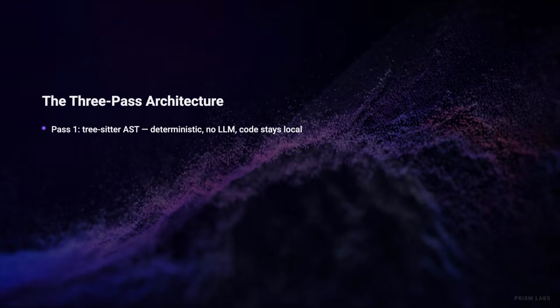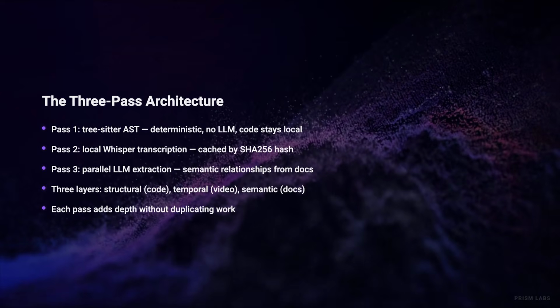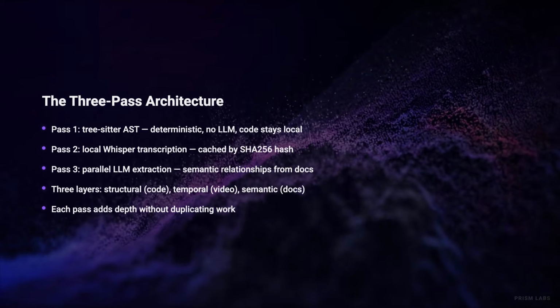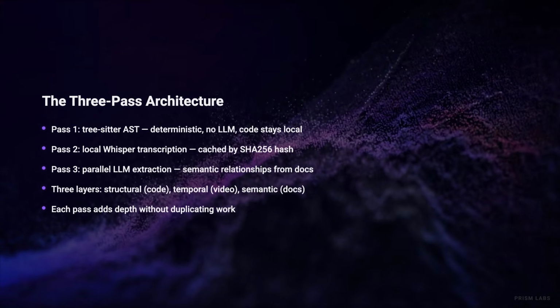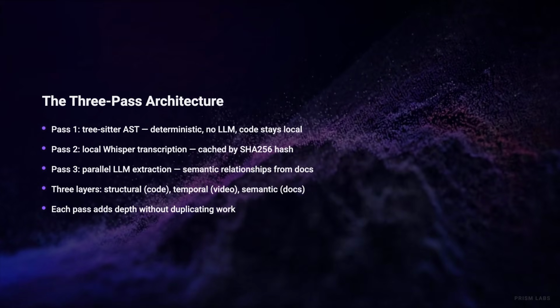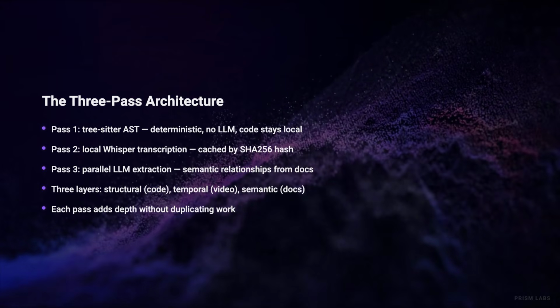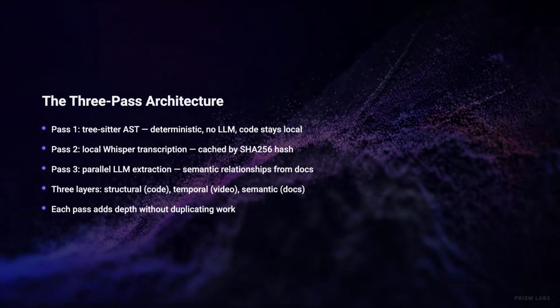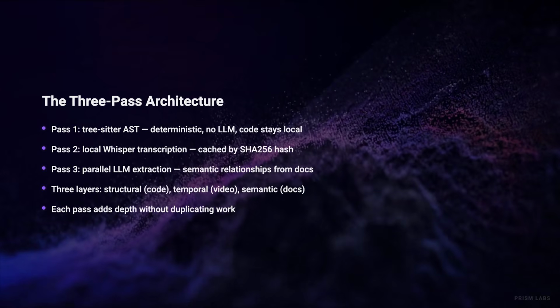Graphify processes content in 3 distinct passes, each optimized for different trade-offs. Pass 1 is deterministic AST extraction. Tree-sitter parses your code files into abstract syntax trees, extracting functions, classes, imports, and call relationships without any LLM involvement. This is fast, free, and guaranteed accurate because it's parsing, not predicting. No code content leaves your machine during this pass.